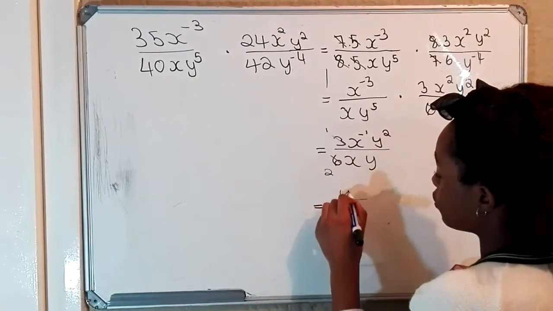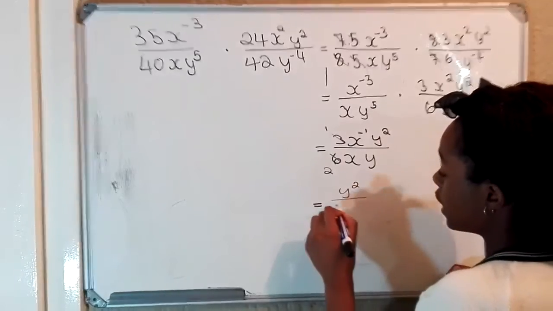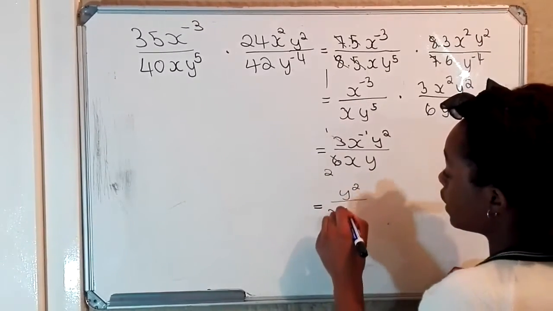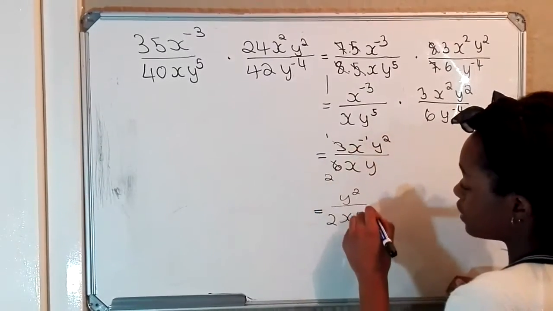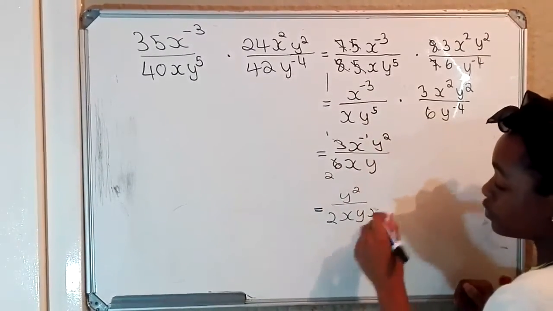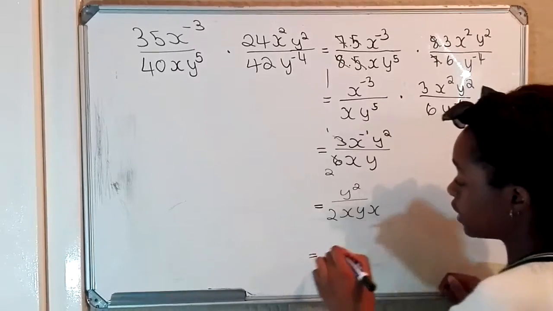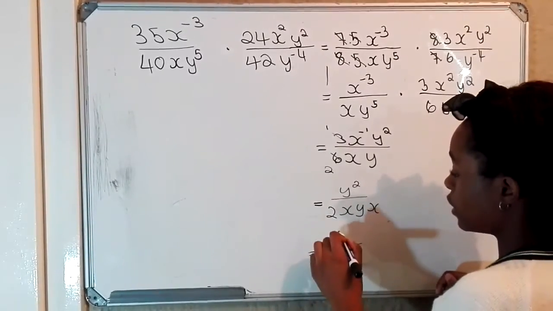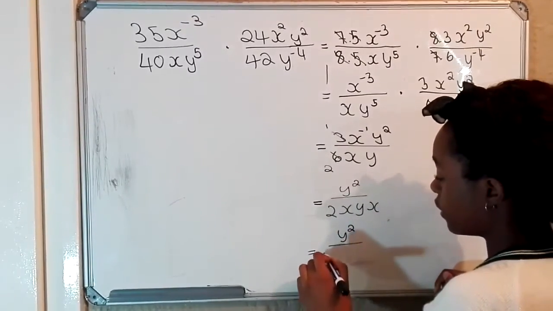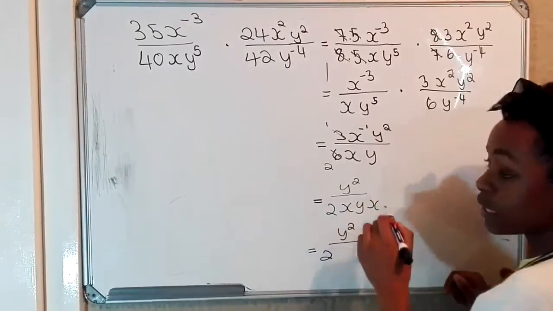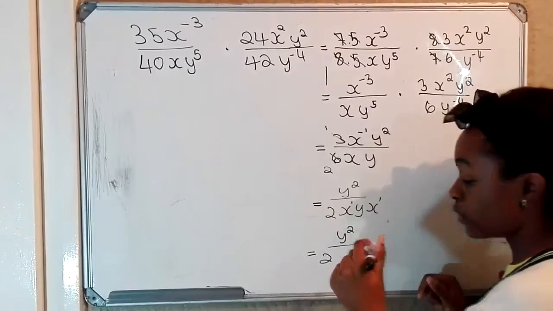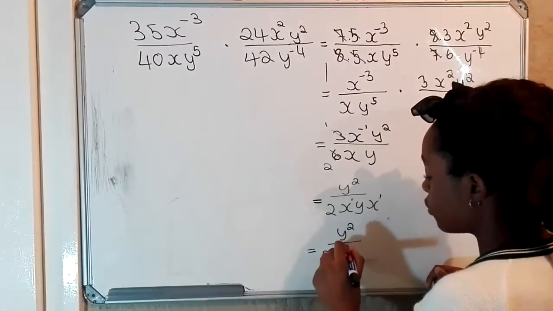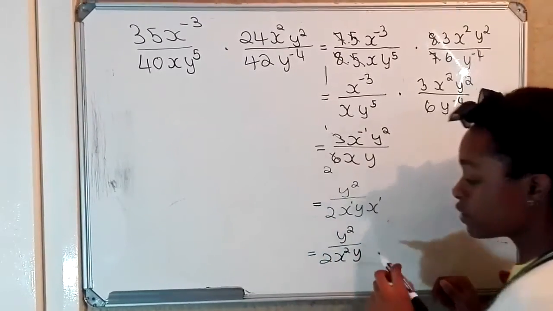When I bring down the x, what I'll be left with is y squared, right? And I'll have 2, and then I have x, y, and then I bring down the x, so it becomes positive 1. So x times x, you add the exponents. 1 plus 1 is 2, so you'll be left with x squared and y at the bottom. So this is our final answer.